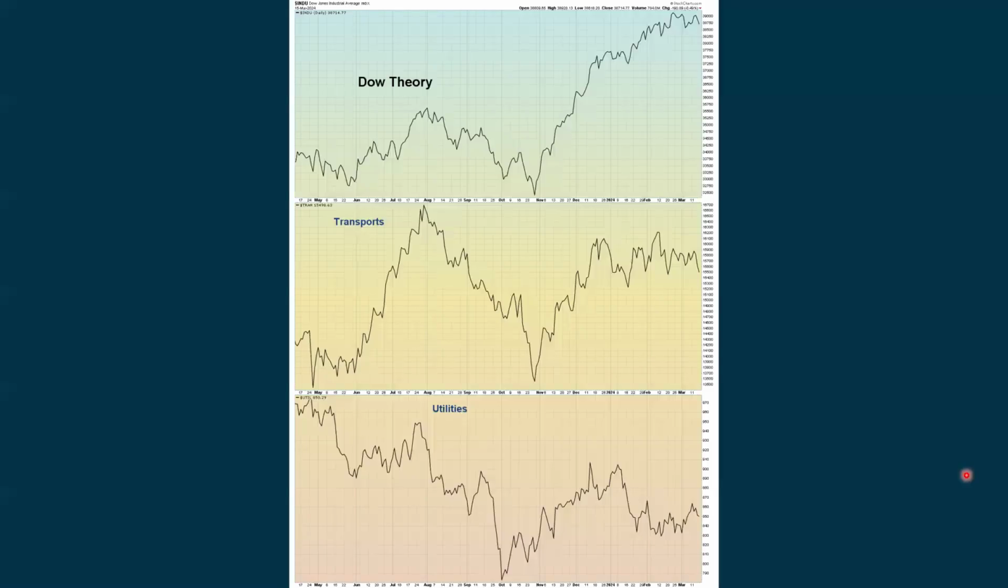We look at Dow theory, showing that the Dow itself is just coming off of all-time highs. The transports have been chopping sideways and now are seeing a bit of a decline. And if you measured this with moving averages, you would see that the utilities are also in a downtrend.